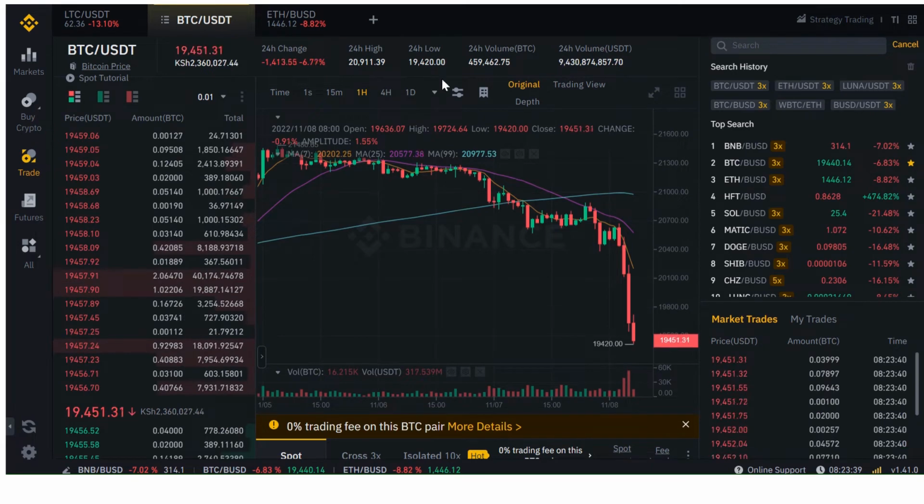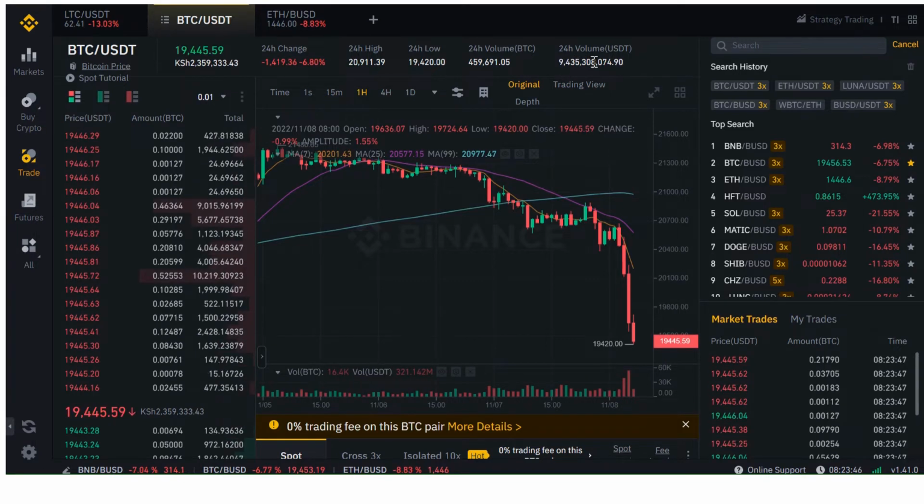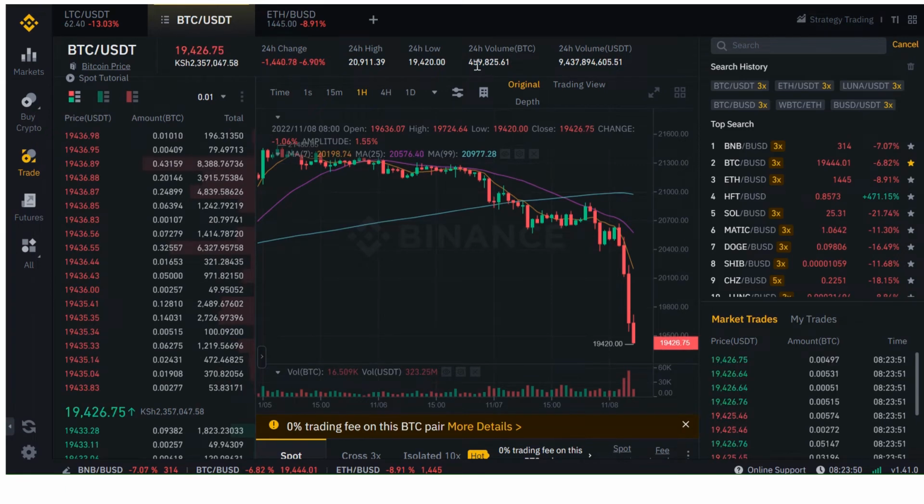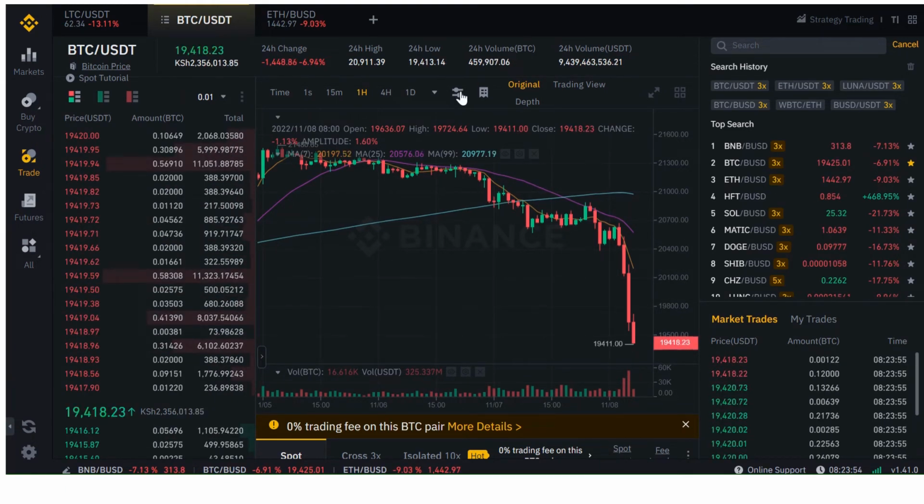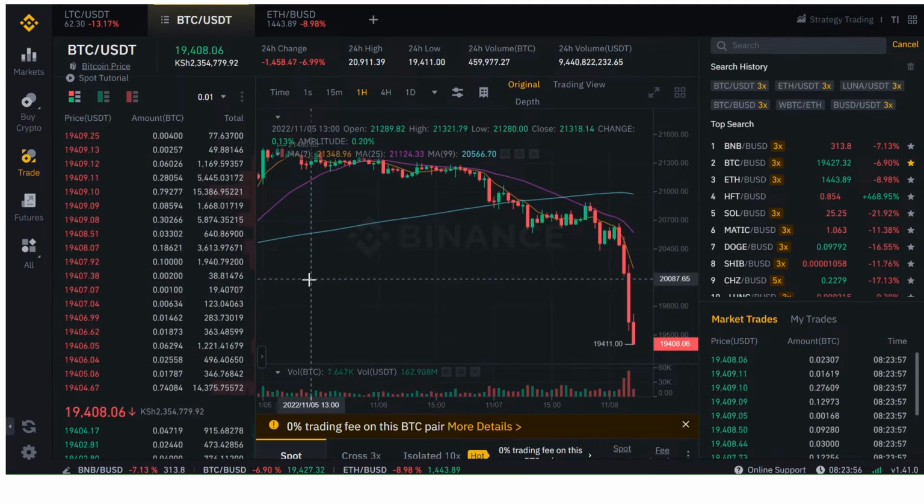So for example, this is BTC. You can see the volume is very high. It's around 9 billion in terms of USDT, and around 500,000 in terms of number of trades executed in the last 24 hours.